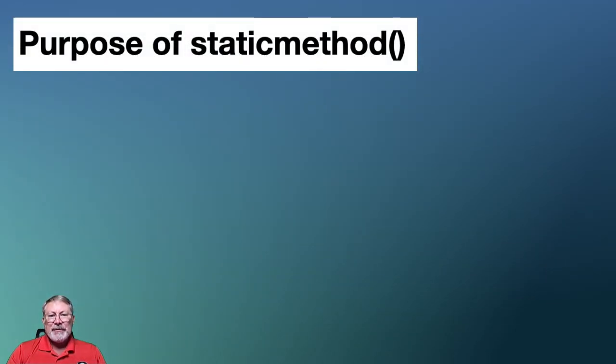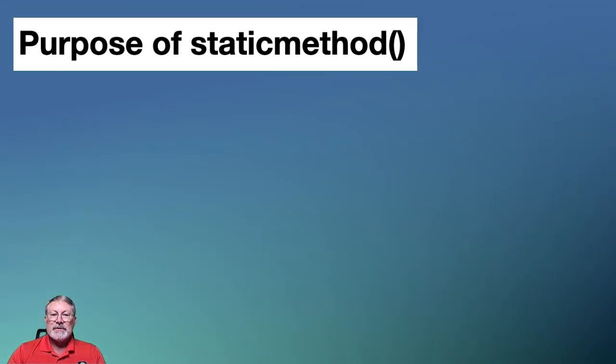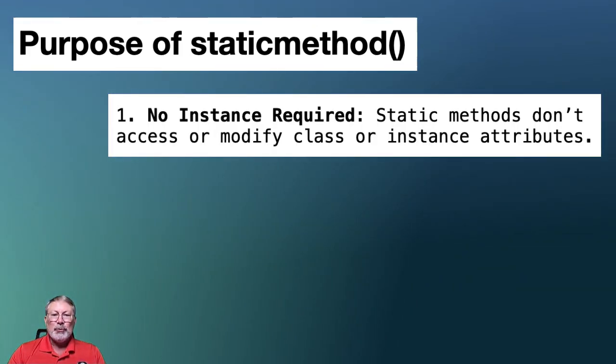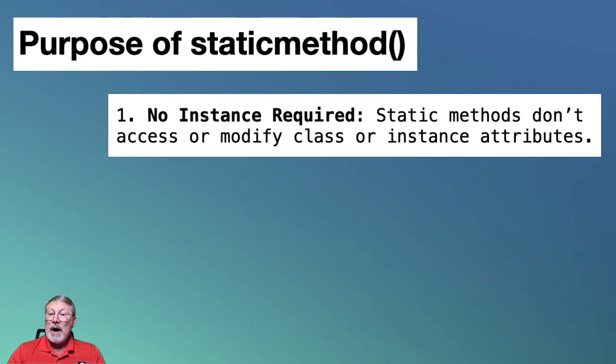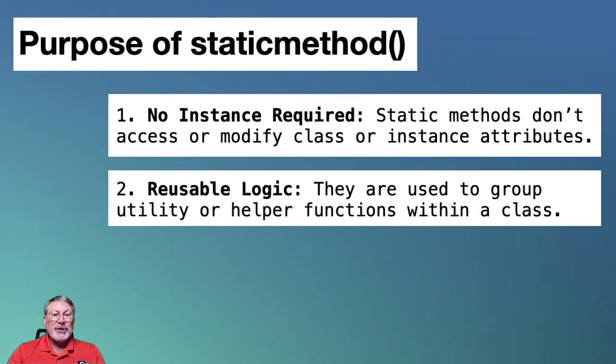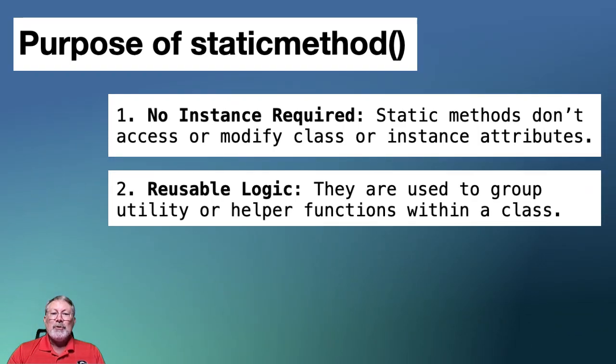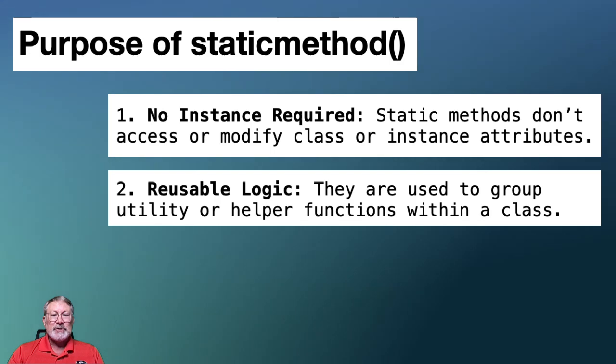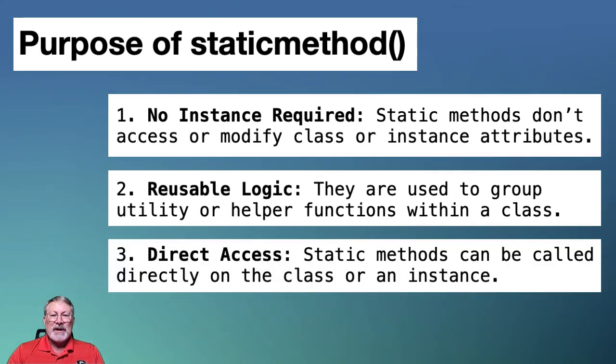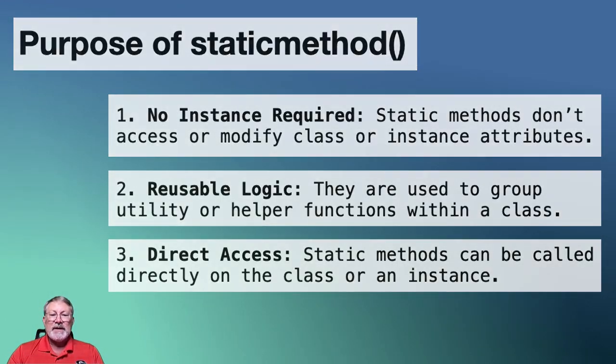Why use staticmethod? It's ideal for methods that perform a task independently of the class or instance. Key concepts include: no instance required. Static methods don't access or modify class or instance attributes. Reusable logic: they are used to group utility or helper functions within a class for organizational purposes. And direct access: static methods can be called directly on the class or an instance without needing self or cls.